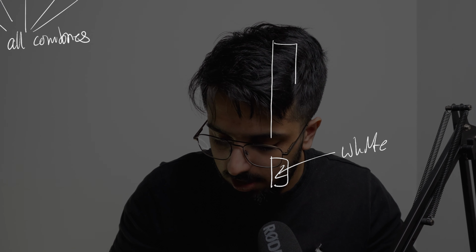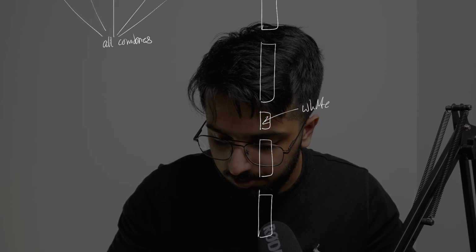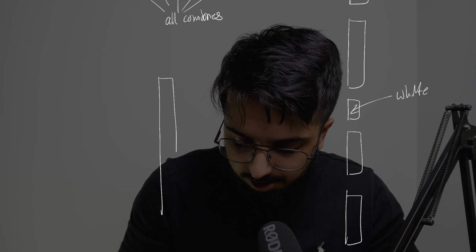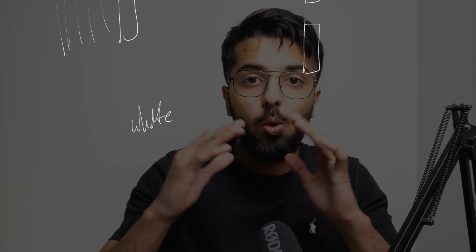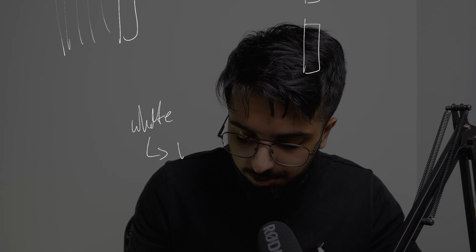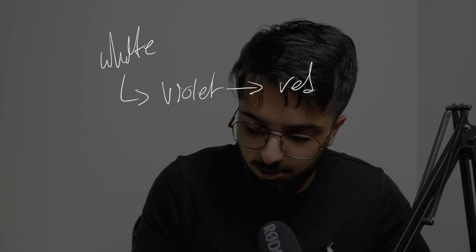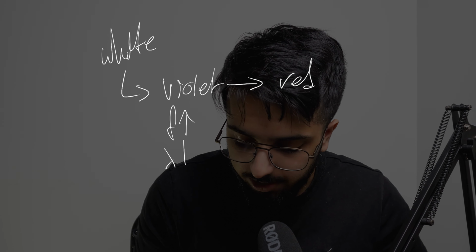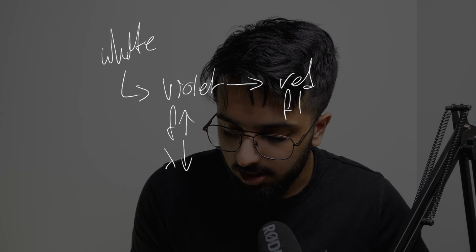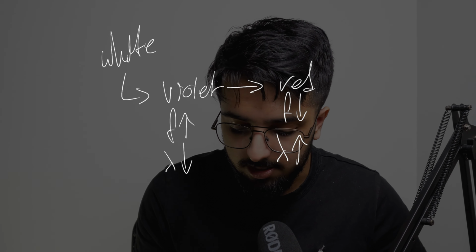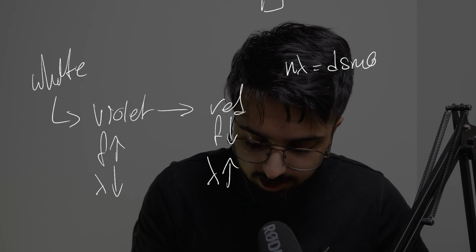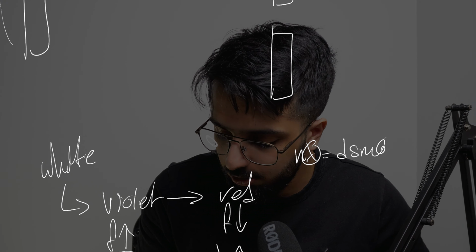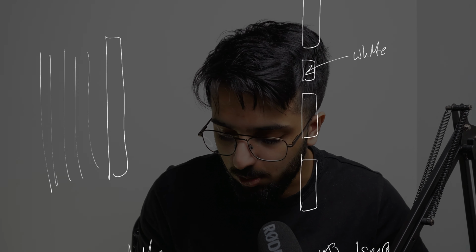However, the maxima on the sides are going to be different. These are regions of maxima. If we have a diffraction grating here, and then a source of white light coming in, as we know, white light consists of all frequencies of light, from violet to red. Violet has the highest frequency and therefore the shortest wavelength, and red light has the lowest frequency and therefore the greatest wavelength. And because n lambda is equal to d sine theta, because violet has a smaller wavelength, its diffraction angle is going to be smaller.